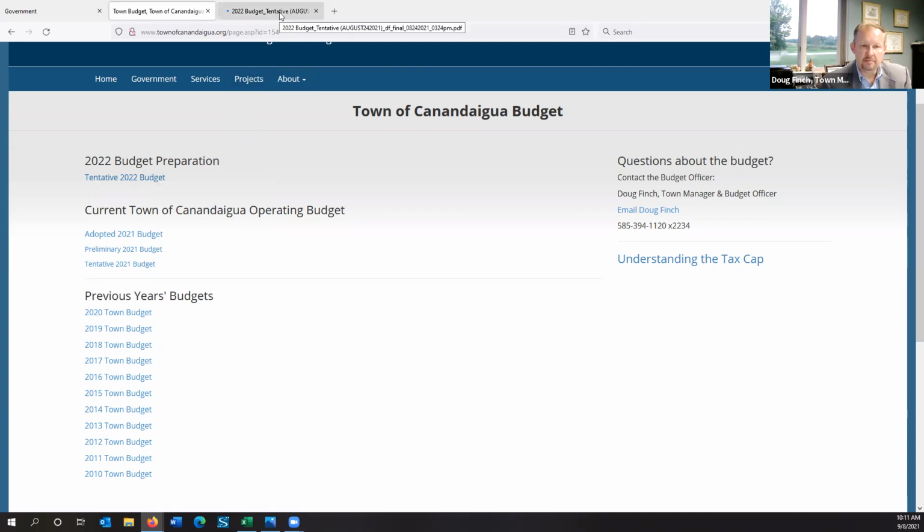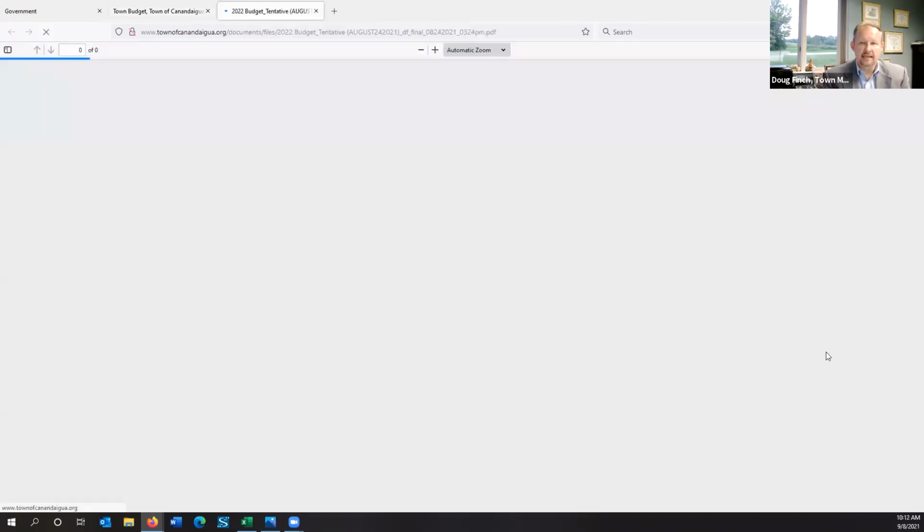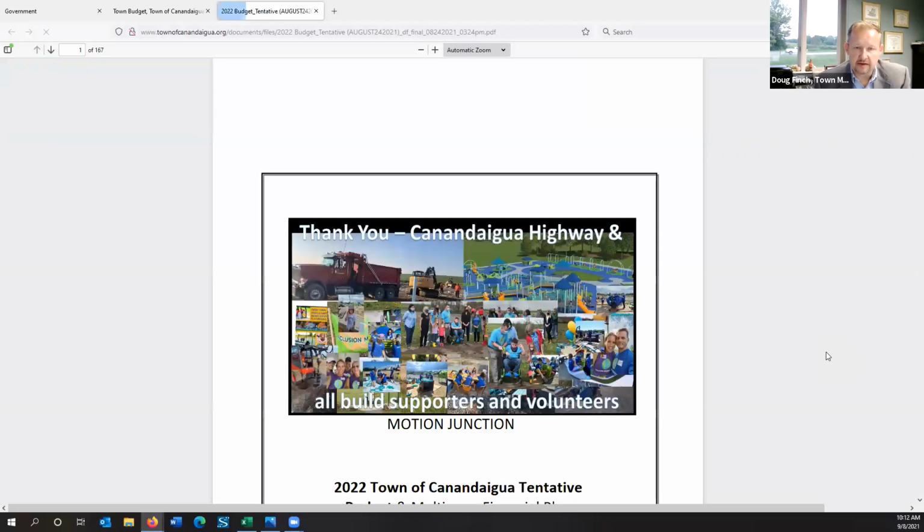I'm just going to open a new tab here for the tentative budget, and it's just going to take a second to load. This budget is about 167 pages long. One of the reasons for the length of the budget is the narrative at the beginning, and we try very much to make this very clear, concise and easy to understand. You see the book I'm holding up here, the 22 tentative Town of Canandaigua town budget. And it matches what's on the screen here.